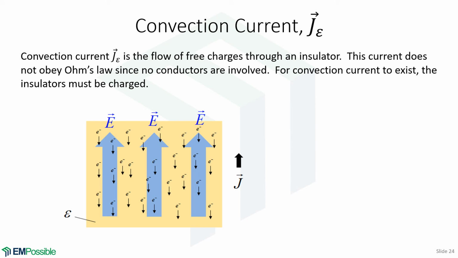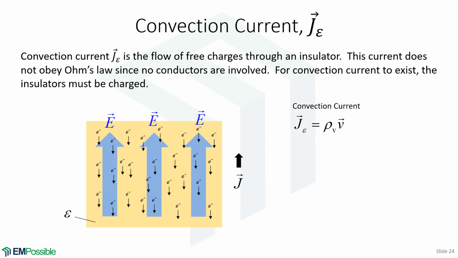Convection current. This is the flow of charges through insulators. Of course, there has to be charges in those insulators for this to happen, and we apply an electric field, and that would move those charges. Now, interestingly, this type of a current does not obey Ohm's law because there's no conductors involved. So we can define our convection current this way. We have some charge density in that insulator, and they're moving at some velocity v. So the product of these two terms gives us the current density for the convection current.